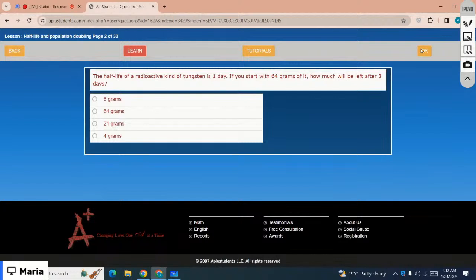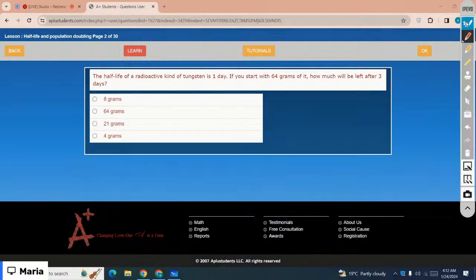You start with 64 grams, right? And you have to see how much you have left after 3 days. So you need to calculate after 3 days. 3 divided by 1 is 3, right? Halve 64 grams 3 times, because 3 half-lives are finished after 3 days.